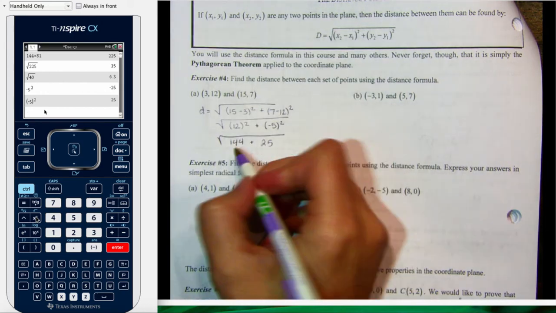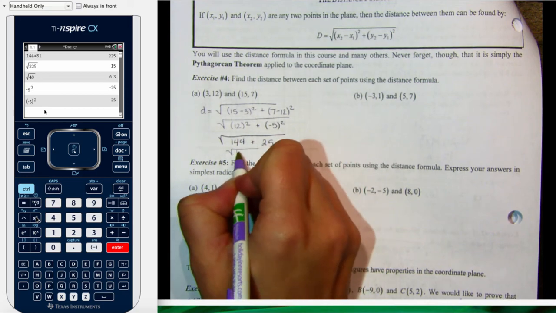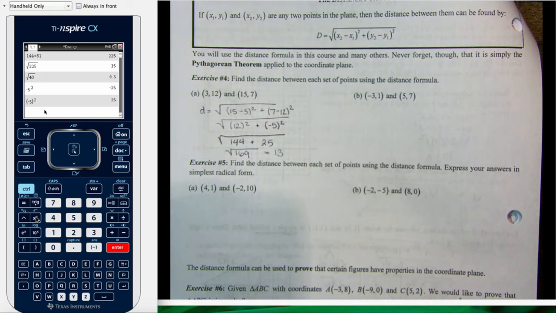Okay, so now back to our problem. If we go ahead and add those together, 144 and 25 is 169, and the square root of 169 is 13. So that's the length of that segment. All right, so go ahead and try the second one, again, just using the distance formula.